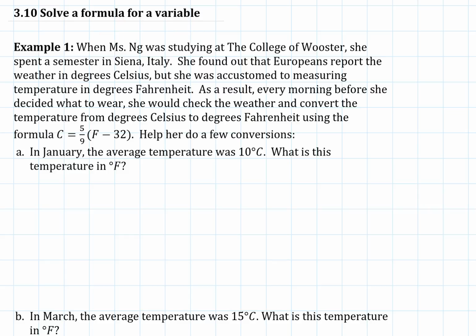Today's goal is to solve a formula for a variable. A formula is an equation that shows a relationship between variables. So A equals pi r squared tells you that the area of a circle is related to its radius and how it's related.